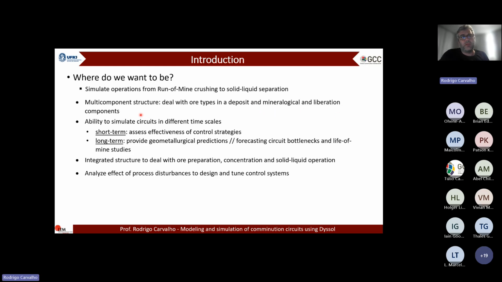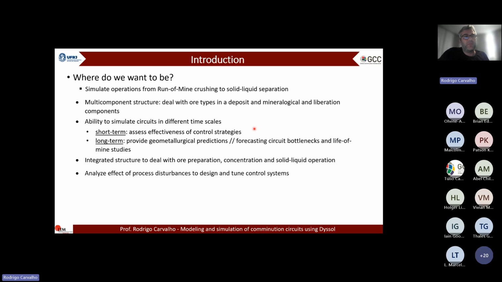So we need to be able to deal with all types of ore, in terms of rheological and liberation components. So not only dealing with differential breakage, we also need to be able to predict how these materials are being liberated and how they will perform in the circuit downstream. So we also need to be able to simulate circuits with different time scales. So we need models to simulate the short-term effects, so we can evaluate and design control systems and evaluate control strategies for them. This can be specific to a single unit or also for some units or a bunch of them in the system.